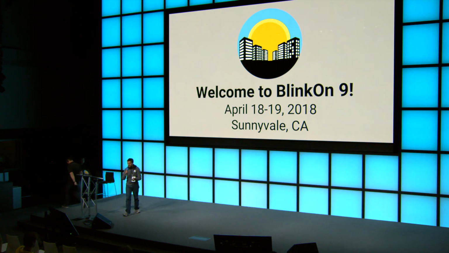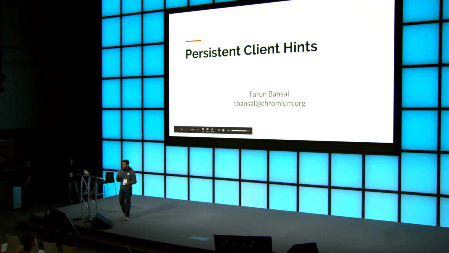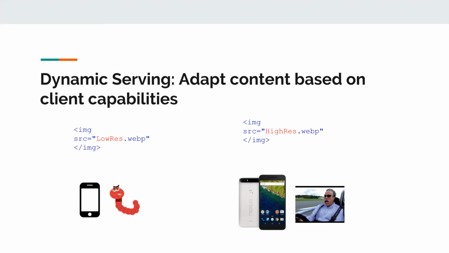Hi, I'm Tarun, and I'm going to talk about persistent client hints. Let's say you're a web developer, and you want to serve different content to different users. For example, if the user has a phone on a slow connection with a small screen size, you want to show low-resolution images. Or if the user has a fast connection, you want to show high-resolution images. So how do you do that?